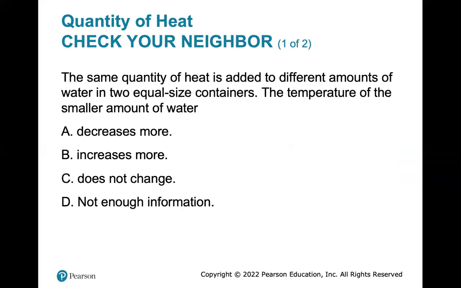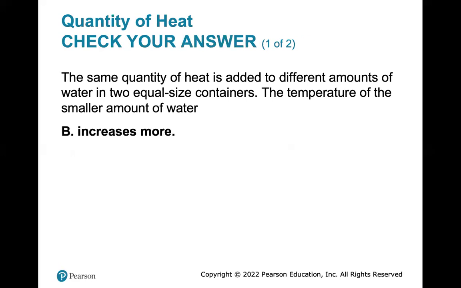Okay, the same quantity of heat is added to different amounts of water in two equal sized containers. The temperature of the smaller amount of water decreases more, increases more, does not change, or there's not enough information. Okay, if it contains a smaller amount of water, it's going to increase more. It's going to rise more rapidly when heat is added to it.